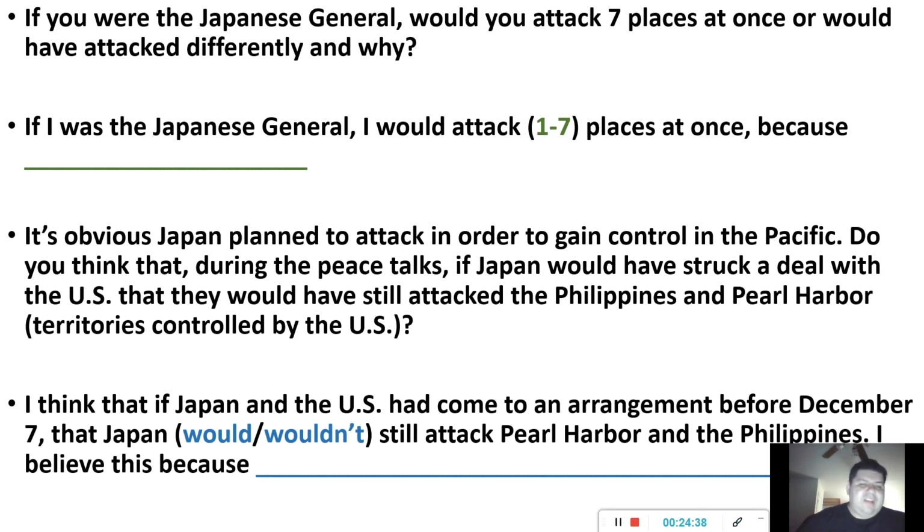The other question is, it's obvious Japan planned to attack in order to gain control of the Pacific, right? Do you think that during the peace talks, if Japan had struck a deal with the US, they still would have attacked the Philippines and Pearl Harbor? Because those 2 areas are owned by the US. Do you think they still would have attacked those places?